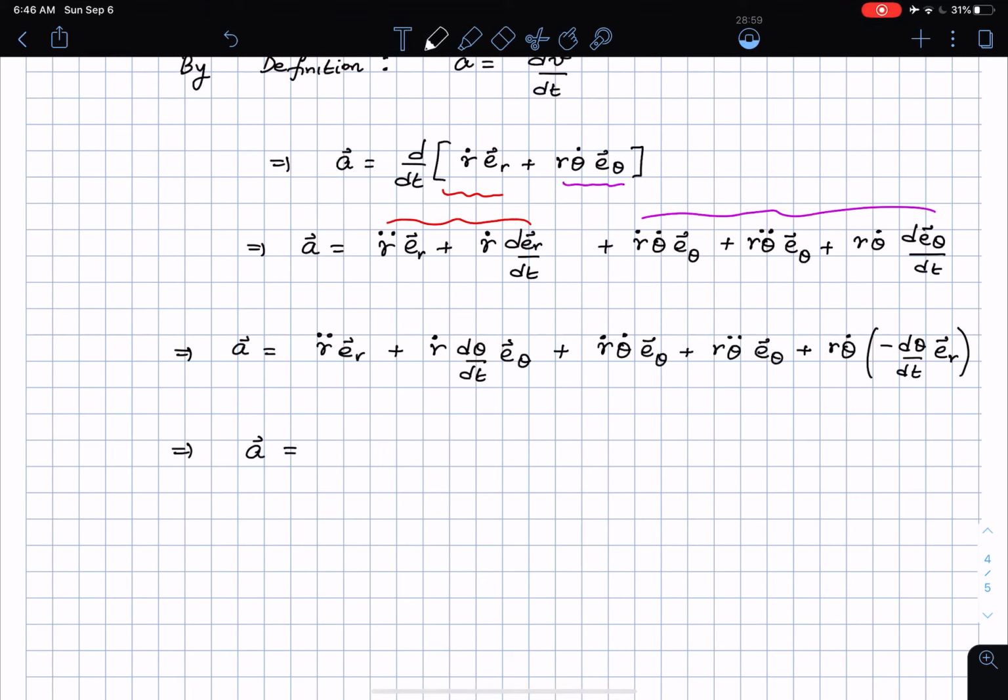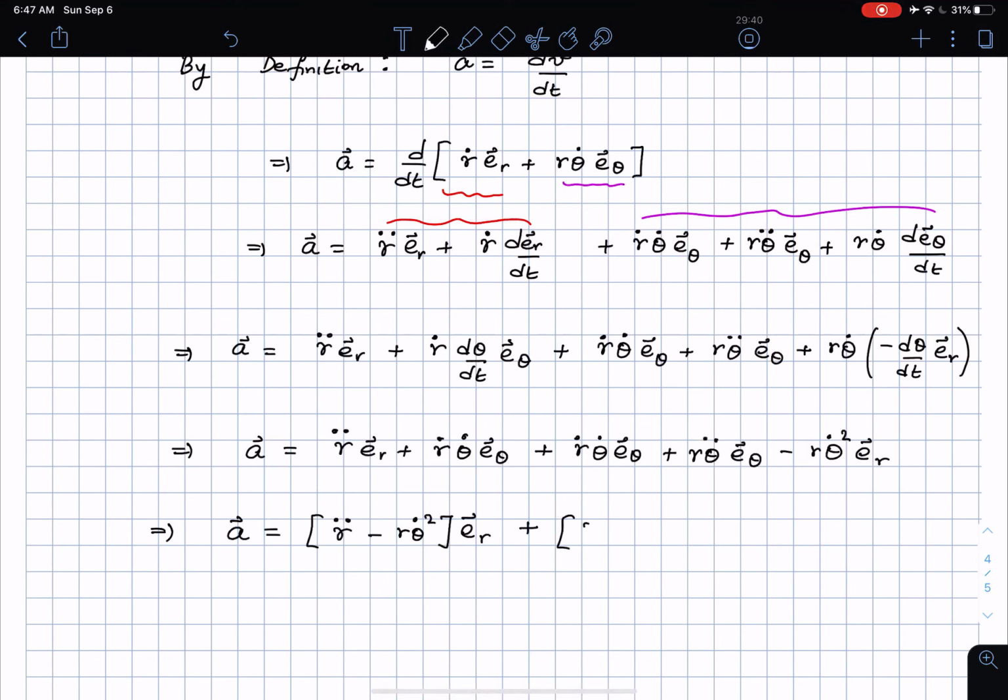Now I'm going to start utilizing common terms. So acceleration a is, in one more step, r double dot er, r dot theta dot e theta, because der by dt is theta dot e theta. Then I have an r dot theta dot e theta once again, and then an r theta double dot e theta. Then I have a minus r theta dot square in the er direction, because this is d theta by dt, I have a theta dot with a negative sign, so theta dot square. Combine all the common terms.